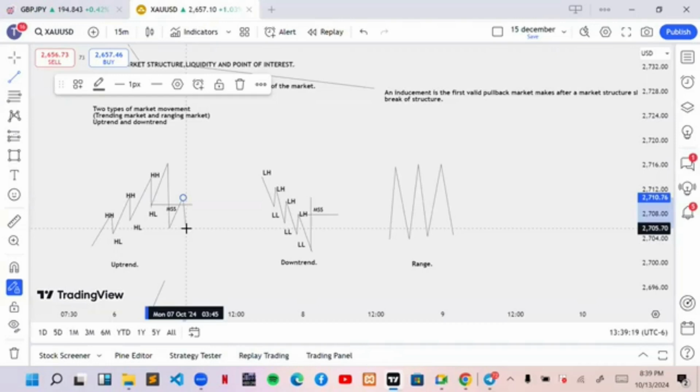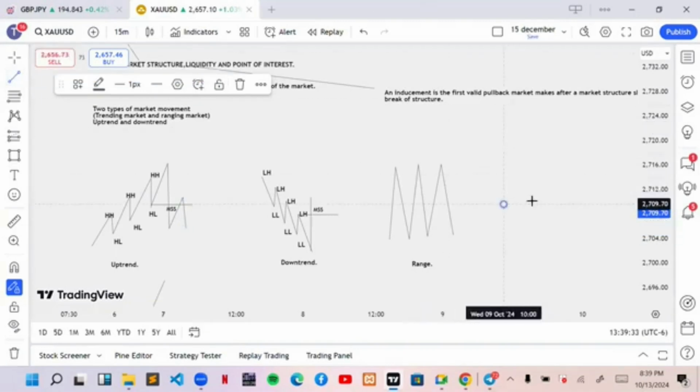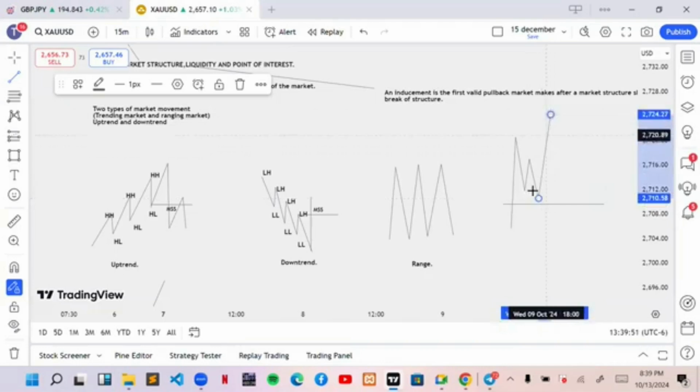So what makes a pullback valid is that it has to cover up at least 50% of the last move, or at least close to where the last move stopped. This is what I mean. Let's say this is a resistance zone now, and market does a break of structure here. After breaking structure, this is now the first pullback it makes. This first pullback has to push market up close to at least this level, before it can come down to trigger the main point of interest and then continue buying.